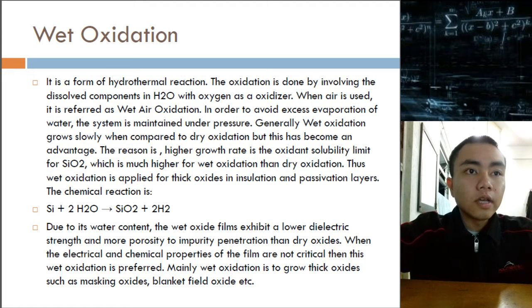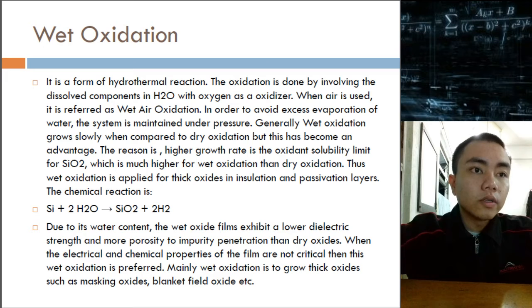The reason for the higher growth rate is the oxidant solubility limit for SiO2, which is much higher for wet oxidation than dry oxidation. Thus, wet oxidation is applied for thick oxide in insulation and passivation layers. The chemical reaction is Si plus 2H2O equals SiO2 plus 2H2.